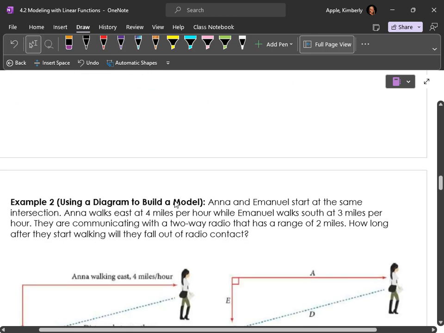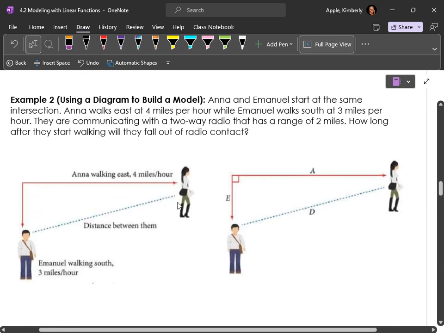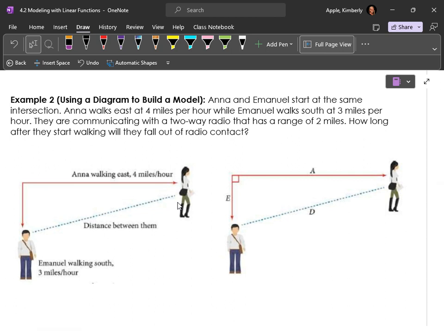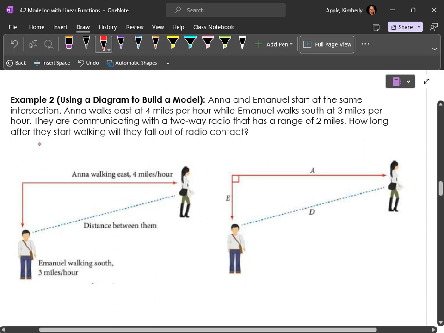All right, so moving on, example number 2 is sometimes we need to use a diagram to build a model. And so the scenario here is that Anna and Emmanuel start at the same intersection, and she walks east 4 miles an hour, he walks south. They're communicating with a 2-mile radio that has a range of 2 miles. How long after they start walking will they fall out of contact? So this, of course, would be their starting point.